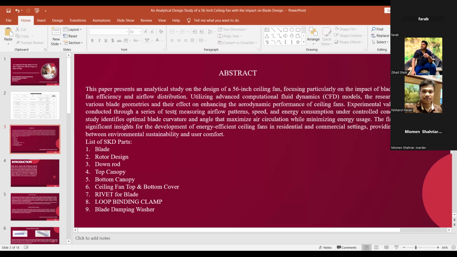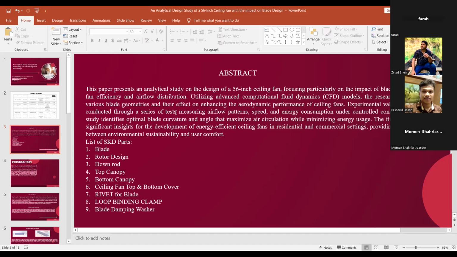Let me explain the abstract of our project and our paper. This paper presents an analytical study of the design of a 56-inch ceiling fan, focusing particularly on the impact of blade design, because the fan efficiency and airflow distribution of any ceiling fan mainly depend on the blade design. We utilize advanced computational fluid dynamics models. Our research explores various blade geometries and their effects on enhancing the aerodynamic performance of ceiling fans.